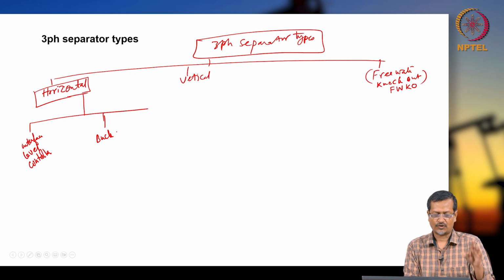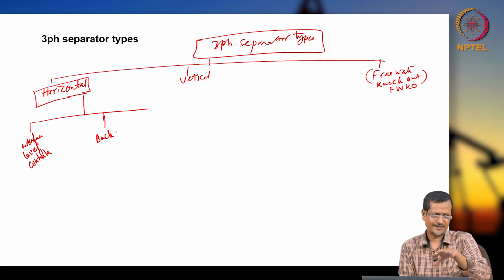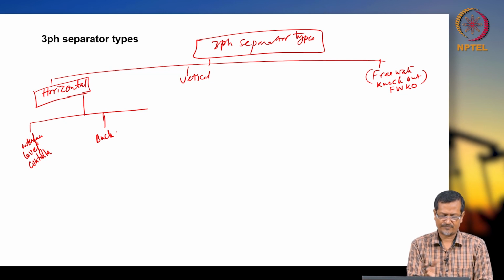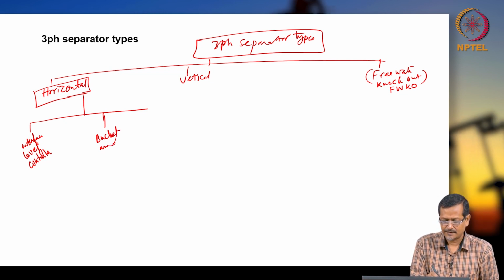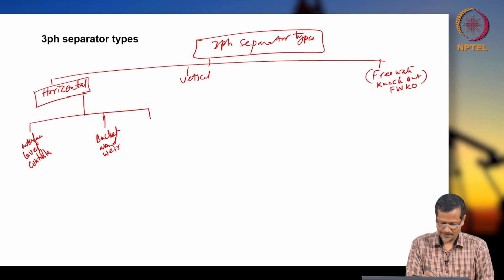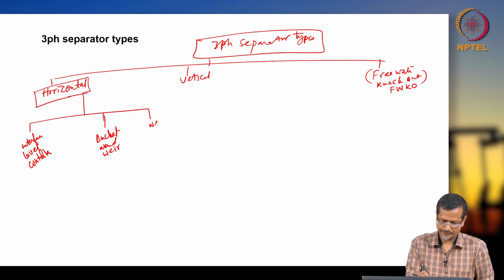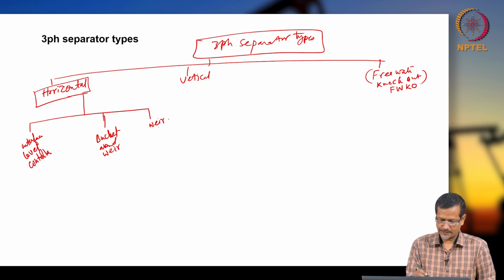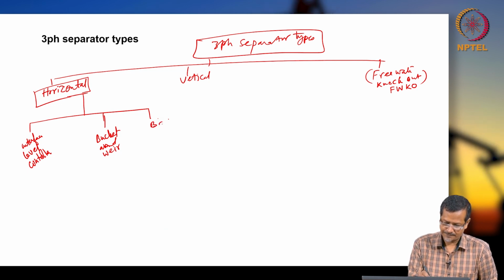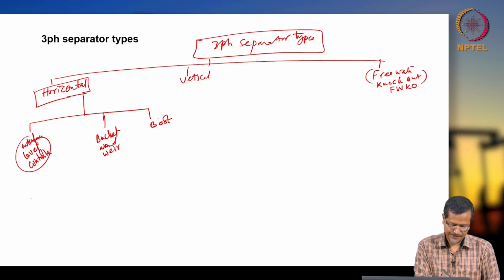So basically in a horizontal separator there is some different fitting mechanism inside. In that way they are differentiating, though not everyone does; some authors have differentiated like this: bucket and weir, and another is only weir. This is the boot type. Okay, so the interface level controller is like this.